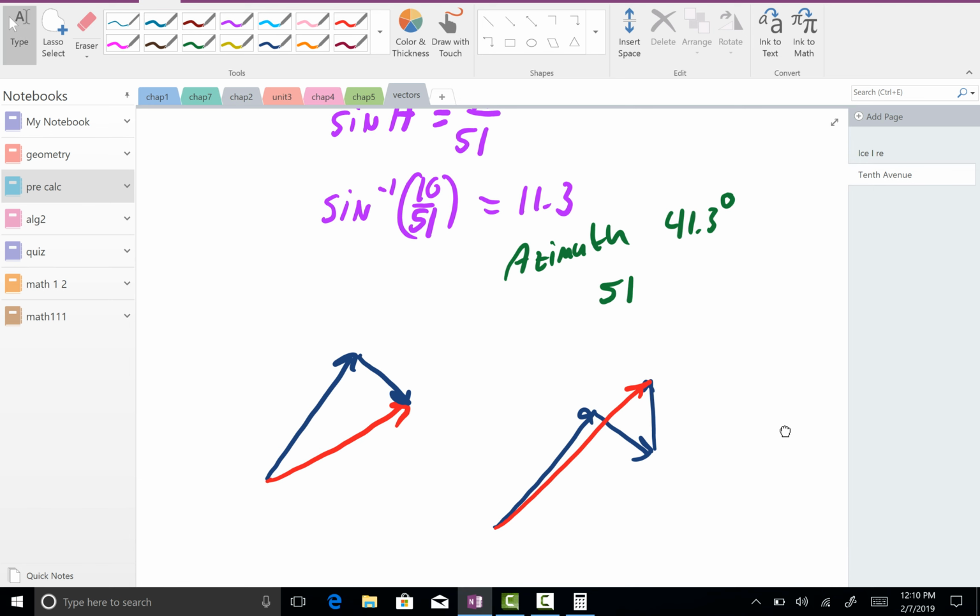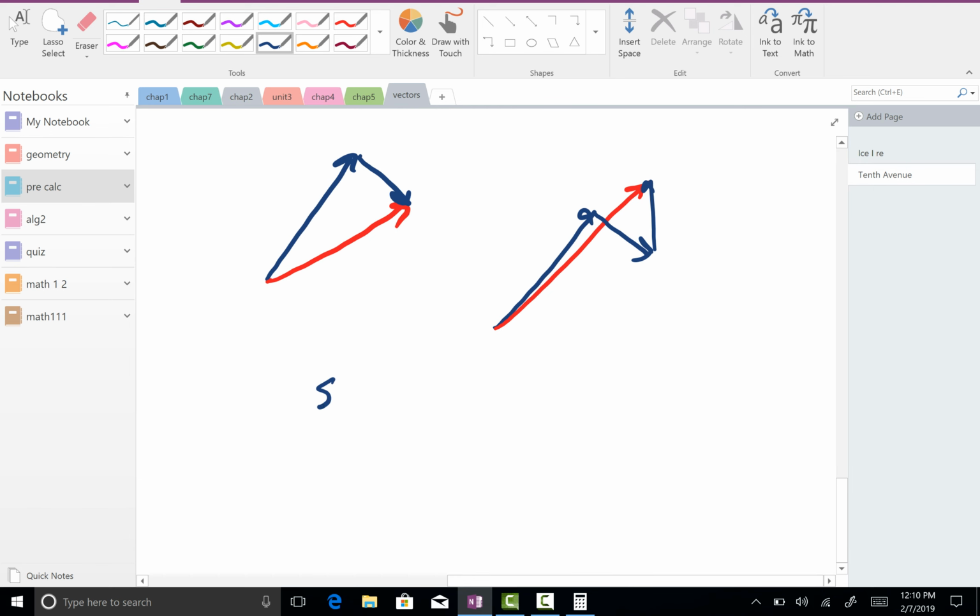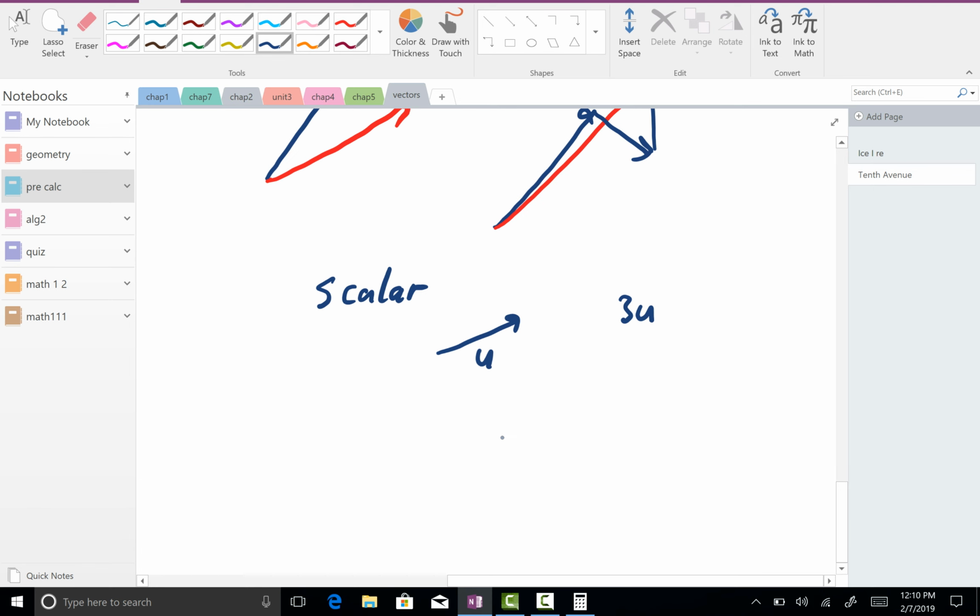They talk about a scalar. So if we have a vector, say vector u, and we wanted to talk about 3 u's, that would simply be taking these u's and adding them up. Here's 1 u, another u, and another u. So that would be 3 u's. That's how you would do a scalar. You're just multiplying that vector's magnitude by 3, but keeping the direction the same.